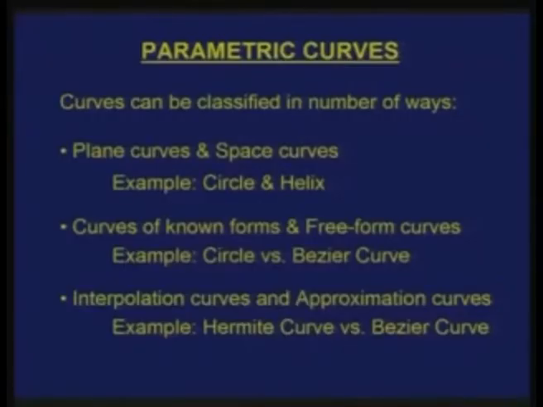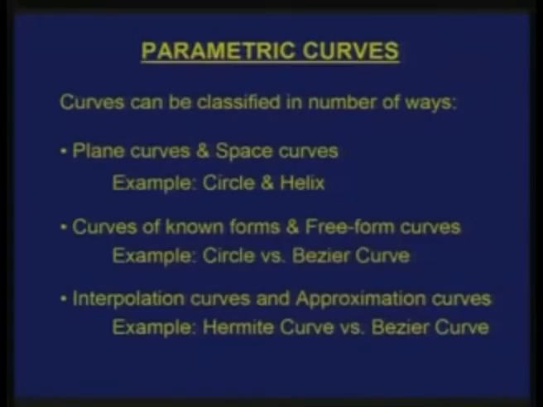Now, when it comes to parametric curves also, there are a number of ways they can be classified. This classification is also applicable to curves which are in implicit and explicit forms, not necessarily parametric. Like we differentiate between plane curves and space curves. The definition is: if all the points of a curve can be made to lie in a single plane, then you call it a plane curve. Otherwise, if it is not possible to make all the points on a curve or a curve segment lie in a single plane, then you call it a space curve.